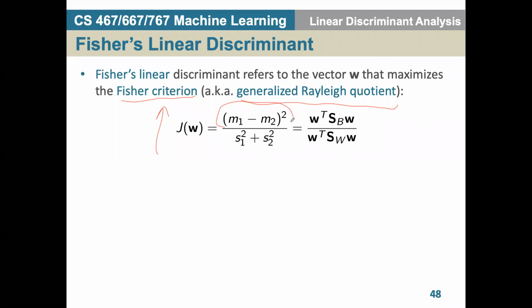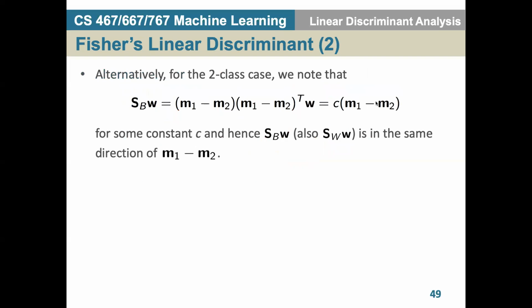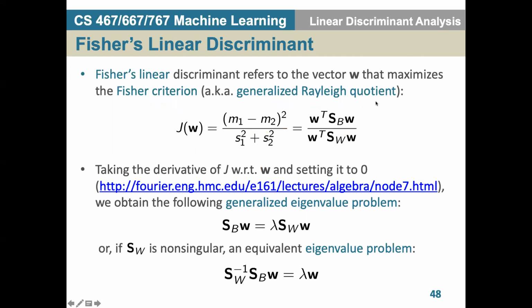If your between-class difference is big and within each class your variance is small, then this quotient will be big. We show that this is S_B, and this is S_W. So basically, we want to do an optimization that maximizes J(W), which is the quotient of the between and within components. By the way, these are the projective forms; both are scalars.